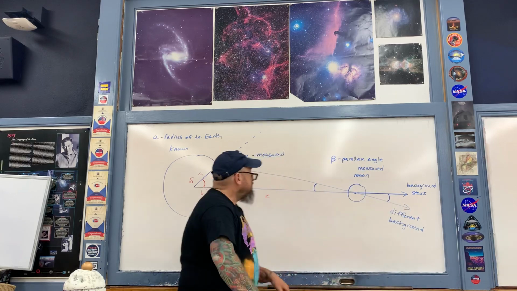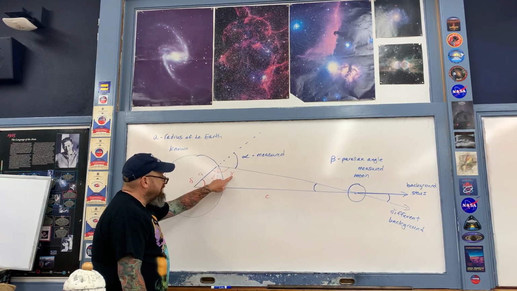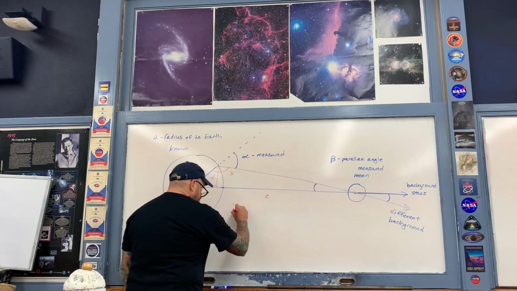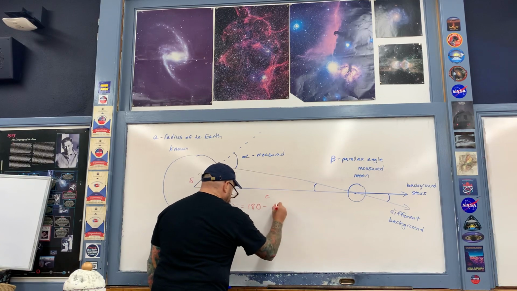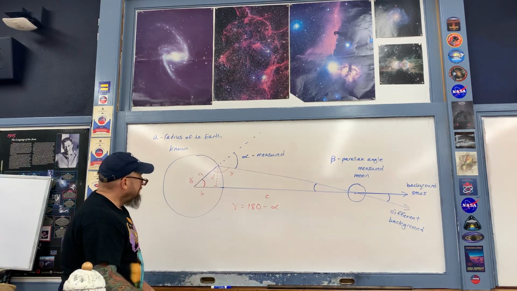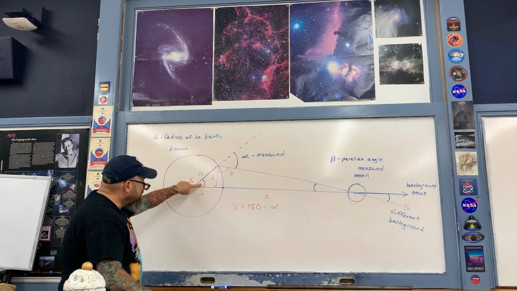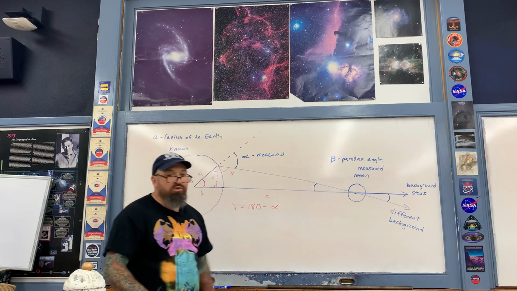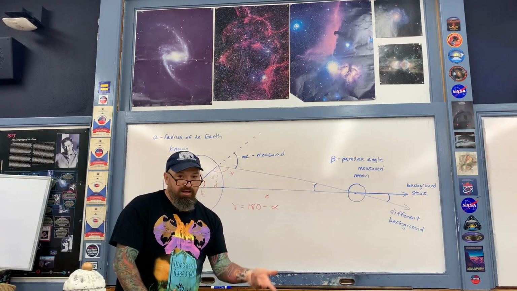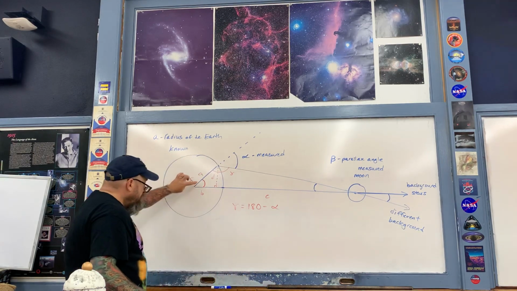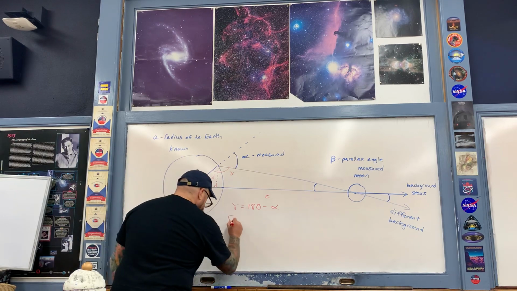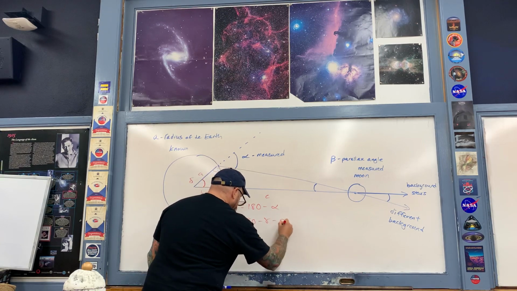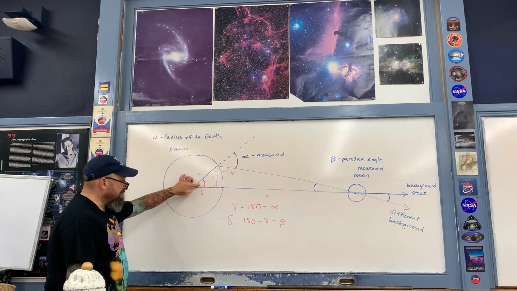Here are the steps. The first step is to find the angle gamma. Notice that it's the supplement of alpha, which is measured. So gamma is 180 minus alpha. Okay, and then next we determine delta. Delta plus gamma plus beta is 180 degrees. The sum of the angles in a triangle equals 180. So then therefore delta is equal to 180 minus gamma minus beta. So now we know what delta is.